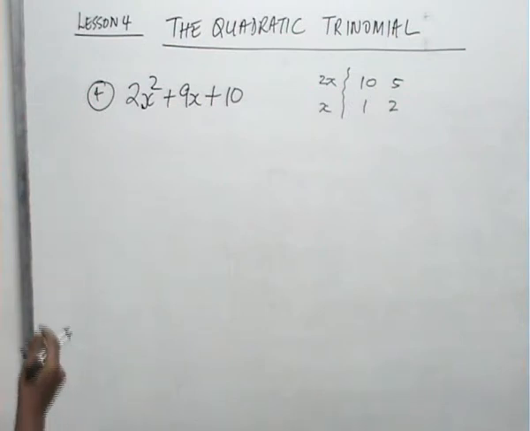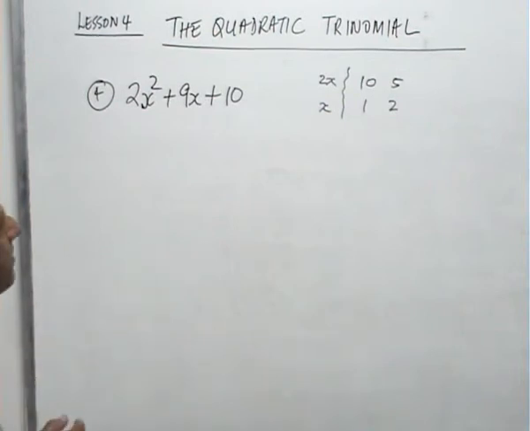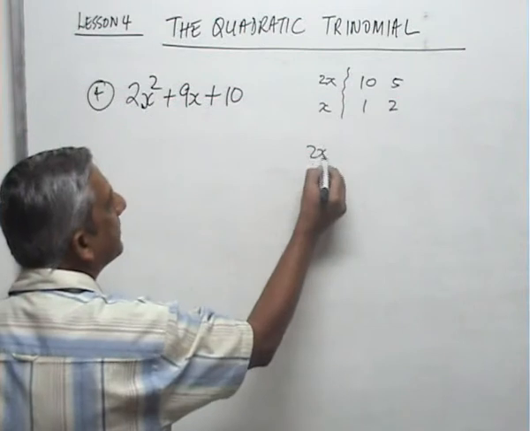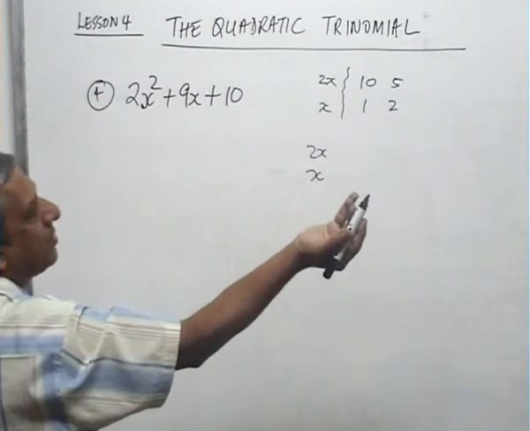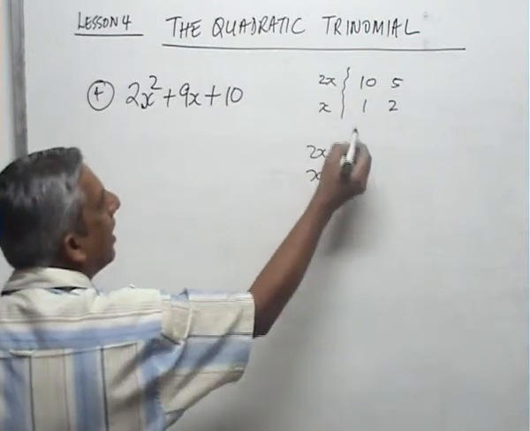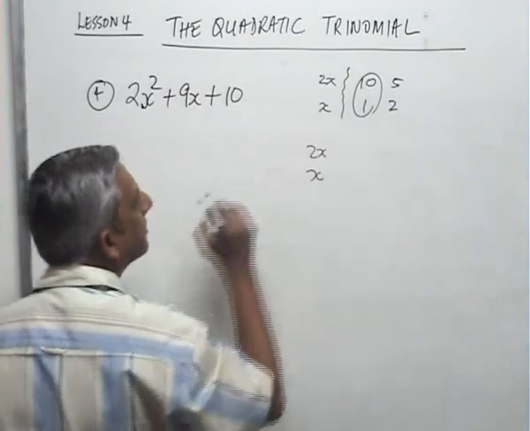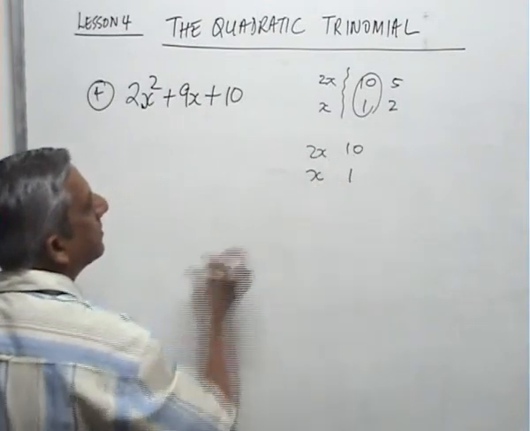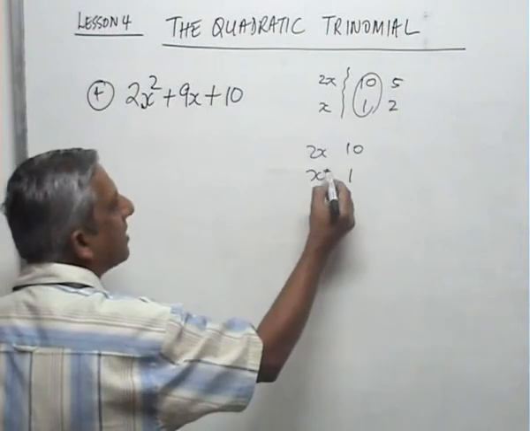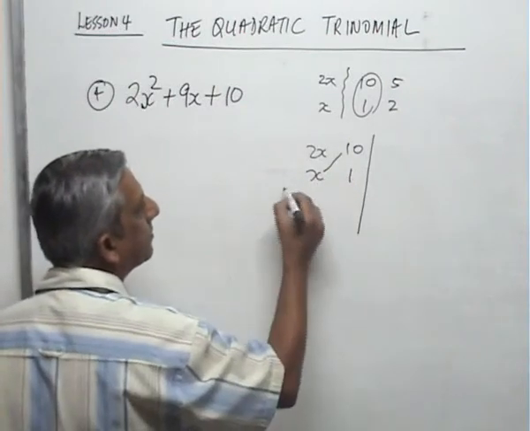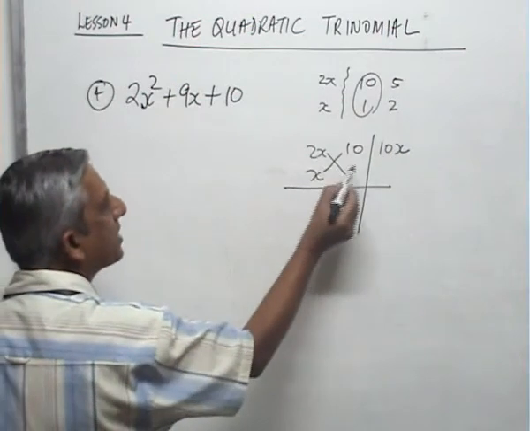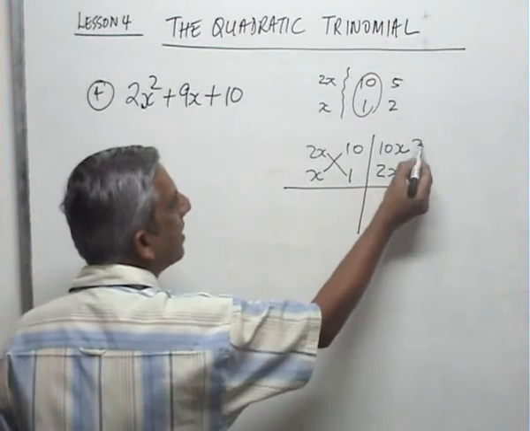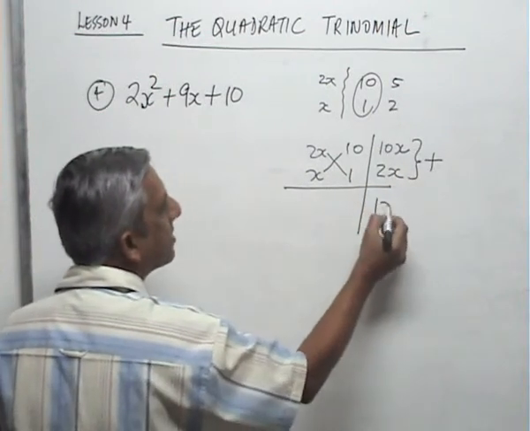Then I ask myself, now, it's not as easy as 1, 2, 3. This one is a little more challenging. So there's my 2x, and there's the x. Now I don't know which one is going to give me the right answer. So what I do, I take the 10 and the 1 and I write it down here. And then I multiply like this. x times 10 is 10x. Then 2x times 1 is 2x. And then I add them up.